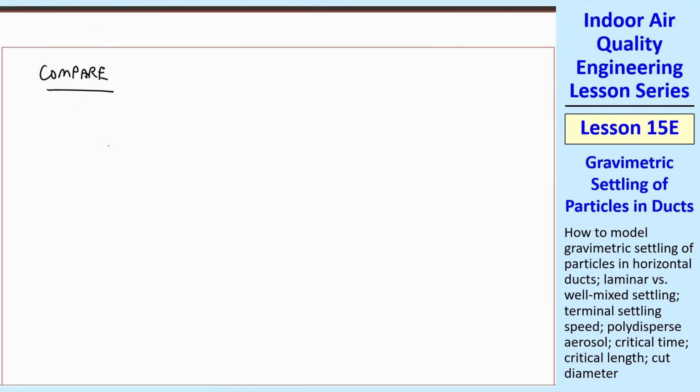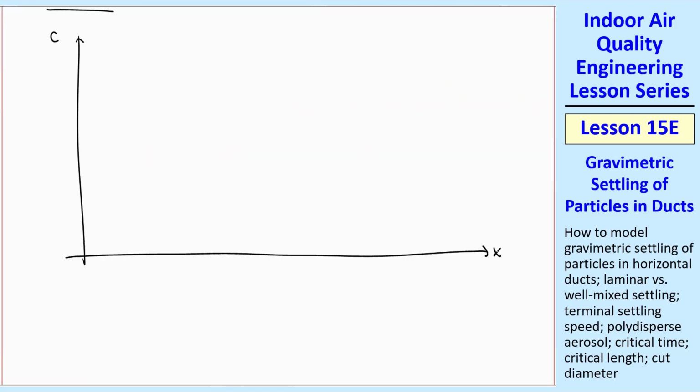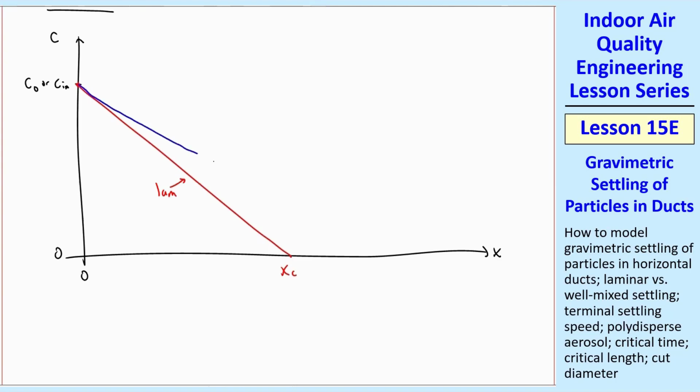Let's compare the two cases, laminar and well-mixed. These are both extremes. I'm going to plot C as a function of X. I'm going to set this level to be C naught or C in. We use those terms kind of interchangeably, down to 0. And what happens is for the laminar case, we start at C in and we have a nice linear line to what we're calling XC, the critical length. So this is the laminar case. The well-mixed case starts at the same slope, but it is an exponential decay. So it looks something like that. Theoretically, it never reaches 0, but it asymptotes to 0 because it's an exponential equation.